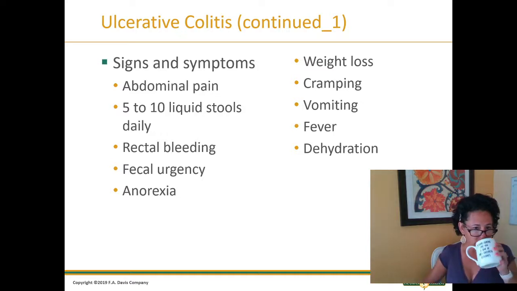Abdominal pain. This is 5 to 10 liquid stools daily. It's quite noticeable. There's like a commercial, you see the guy, he can't go anywhere or do anything, or the lady, because they have to go to the bathroom constantly, and who wants to have liquid stools when you're out at a baseball game trying to have fun? So fecal urgency, anorexia, you need to be close to home, close to your bathroom, close to comfort. Weight loss, cramping, vomiting, all these things here.